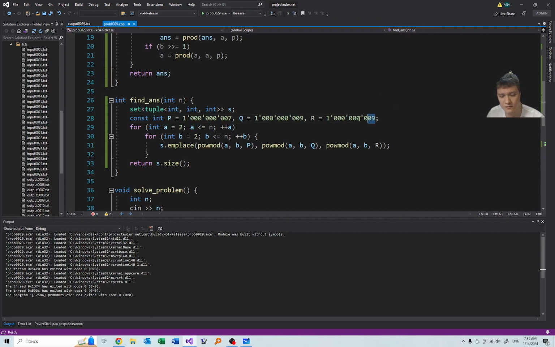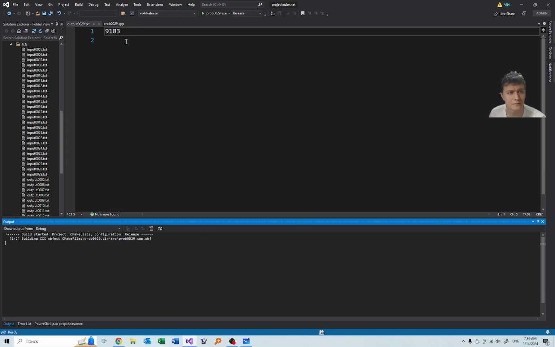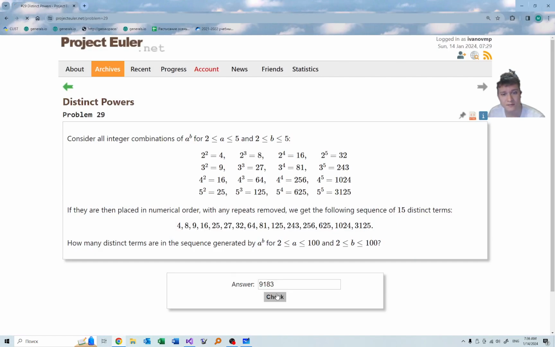So it's 83. What if we use 11? Actually, this is not a prime number. It is divisible by 3. But it doesn't matter, actually. Okay, 2 primes is enough.